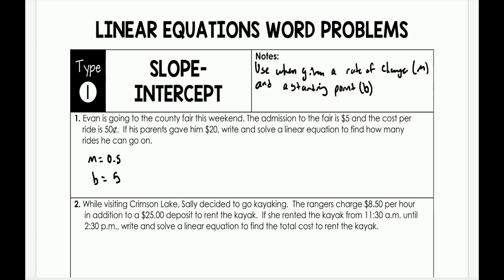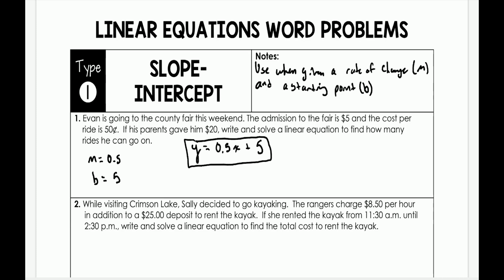So let's go ahead and create an equation to go along with this. In this case, it's going to be a slope-intercept form. So we have y equals m, which is 0.5, x plus 5. So this is in the form y equals mx plus b. This is the equation we're going to be using to solve the next problem, which is we're asked to find how many rides he can go on.